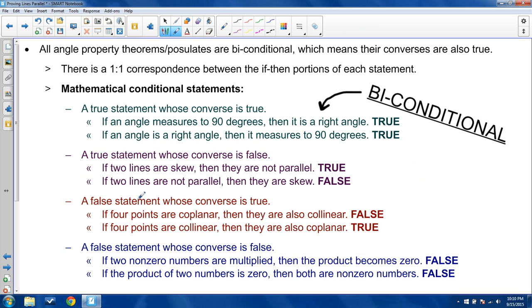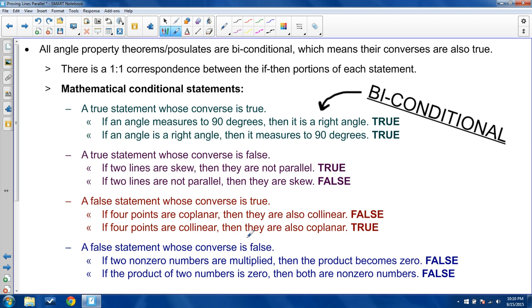Here's something about coplanar. A false statement whose converse is true. If 4 points are coplanar, then they are also collinear. False. Here are 4 points on a plane, the computer screen plane, and they are not collinear. Right? But if 4 points are collinear, then they're also coplanar. That is true. If they are on the same line, then that line is on some plane or multiple planes. They are all on the same plane together.